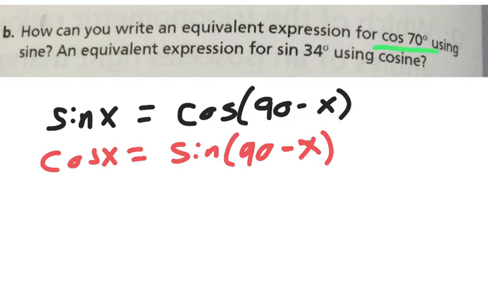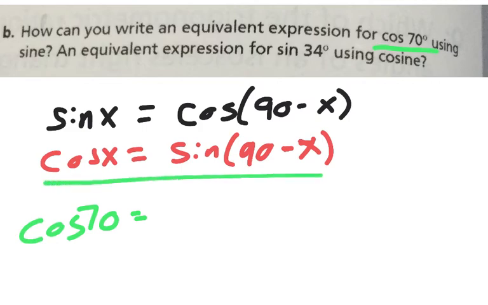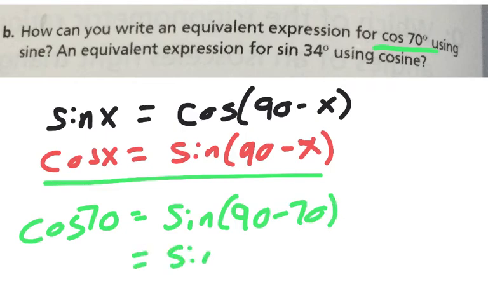B part says, if I had cosine of 70, what's something else I could rewrite that with as sine? Okay, well, cosine of 70 degrees is going to be equal to, using this formula, sine of 90 minus 70, which means it's going to be sine of 20 degrees, right? Because 90 minus 70 is 20.